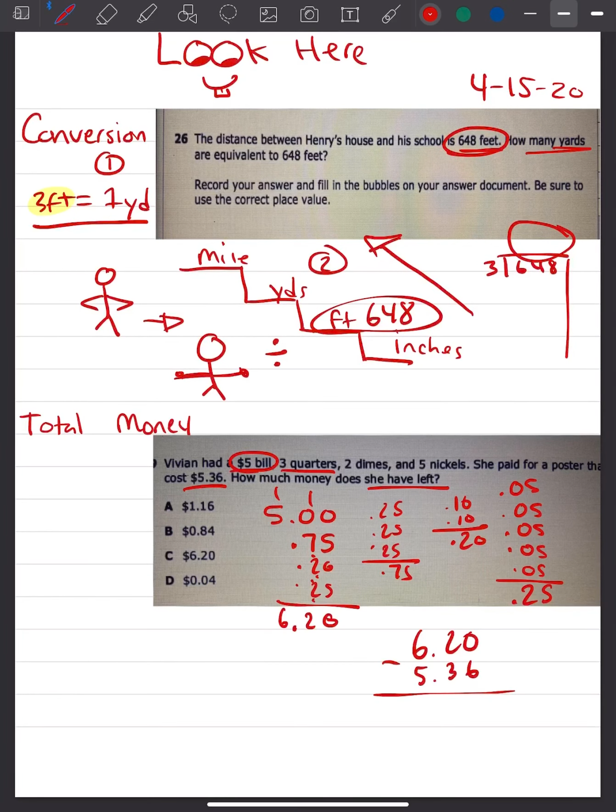Can I do 0 minus 6, guys? No. So I'm going to have to borrow. 10 minus 6 is 4. 1 minus 3. Can't do that. I need to borrow again. 11 minus 3. I can do that. That's 8. 9, 10, 11. That's 8. Bring down your decimal. 5 minus 5 is 0. So I am left with 84 what? $84 or cents? Cents, right? Do you have an answer that says that? Yes, your answer is B.